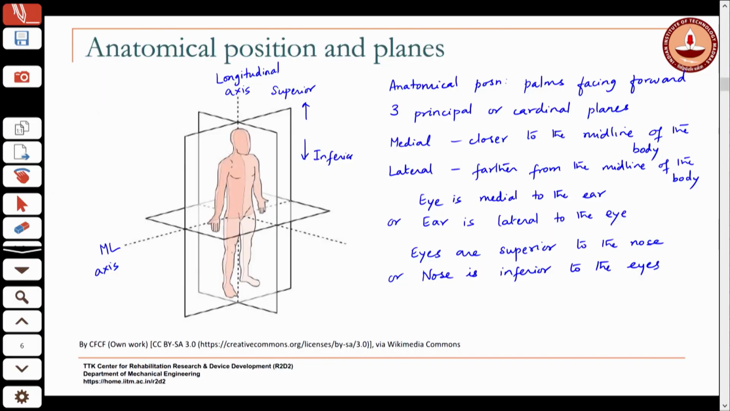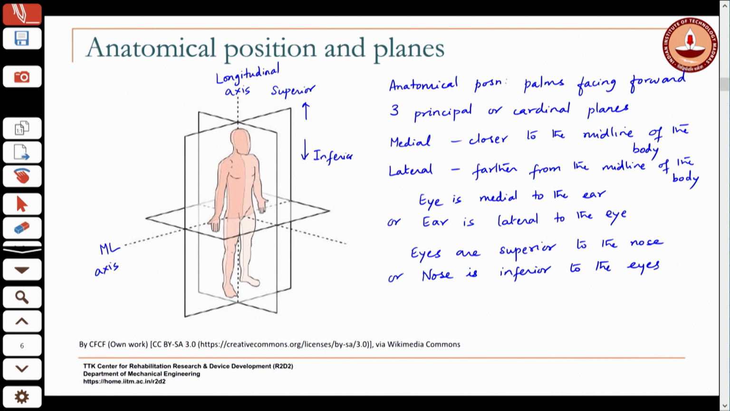Okay. So, if I am talking about location along the longitudinal axis, if I talk about the hip joint, how is it located with respect to the knee? The hip would be superior to the knee because it is located higher than the knee. So, it is superior to the knee joint.